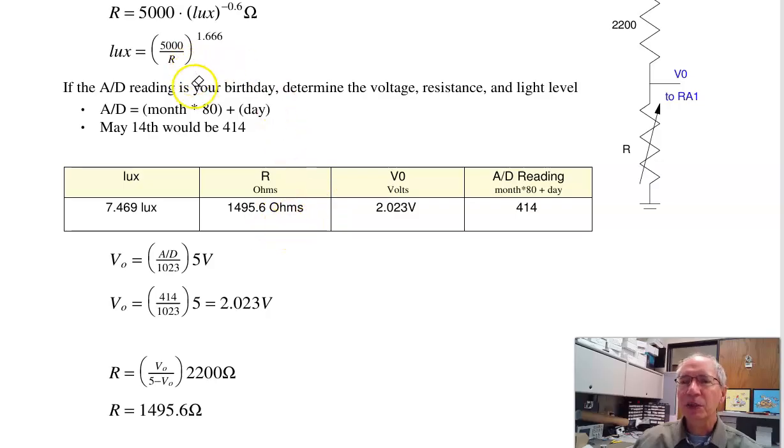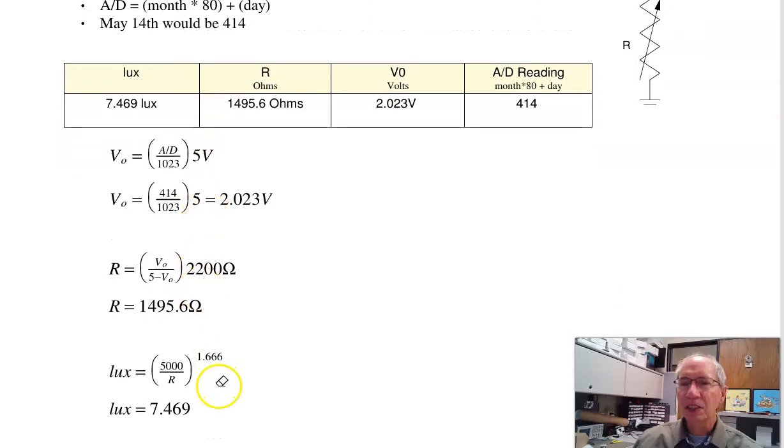Then plug that into this equation. The light level is 7.46 lux. So just from the A to D reading, I can tell you volts, resistance, and light level.